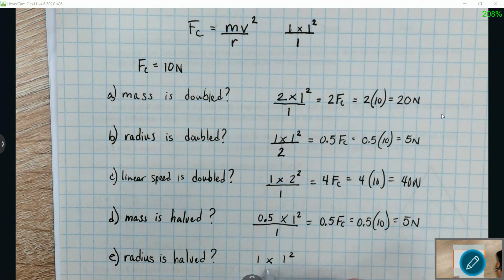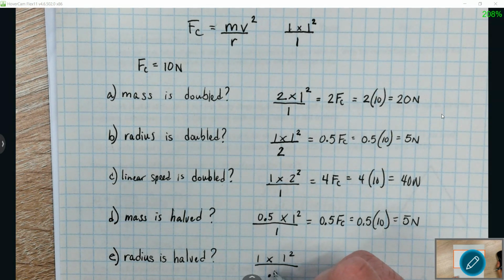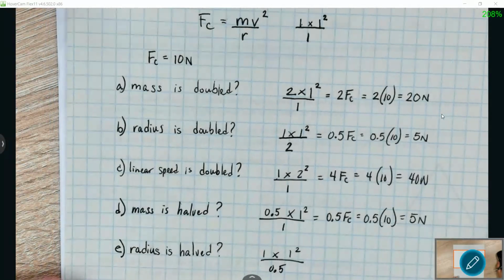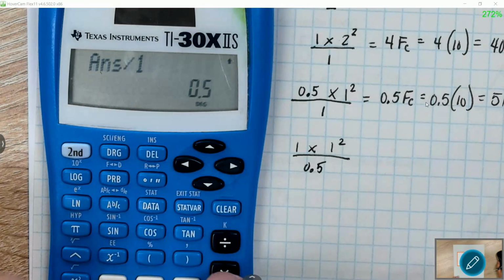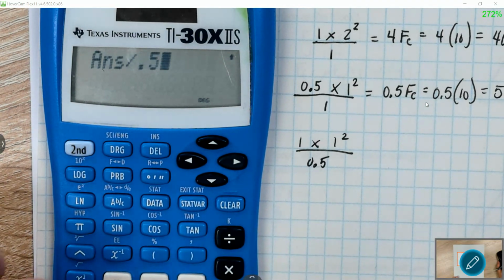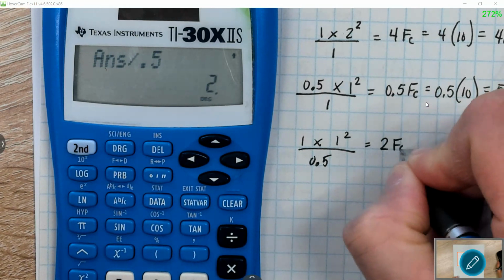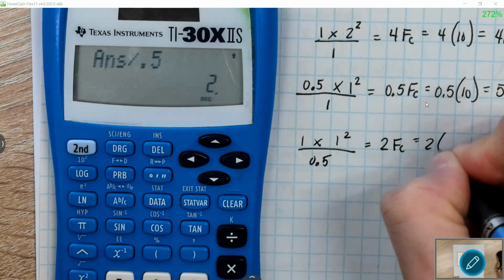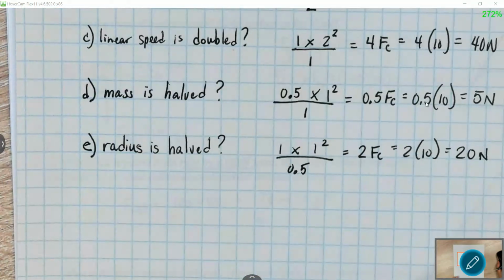Since the radius is the one that changed, mass is going to be a 1, velocity is going to be a 1, but the radius is going to be cut in half, so that's a 0.5. Now if we throw that into the calculator, 1 times 1 squared divided by 0.5 gives us 2 times the original force. 2 times the original force of 10 is 20 newtons.